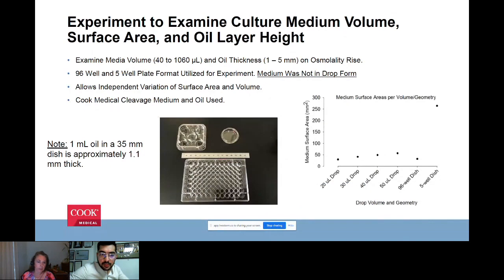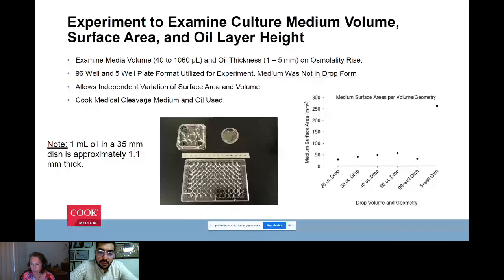We had to use these 96-well and 5-well plates, and we didn't do drops. The reason why we didn't use drop forms is because everyone does drops in a different way. The volume and the surface area are tightly correlated, and you can't separate the two effects. One person might do a drop that is slightly different to the other; although both are the same volume, the surface area is different. So to have a fixed geometry, we used these plates because we could have an independent variation of surface area and volume. We could alter the volume of the media, as you can see here, but keep the surface area fixed.